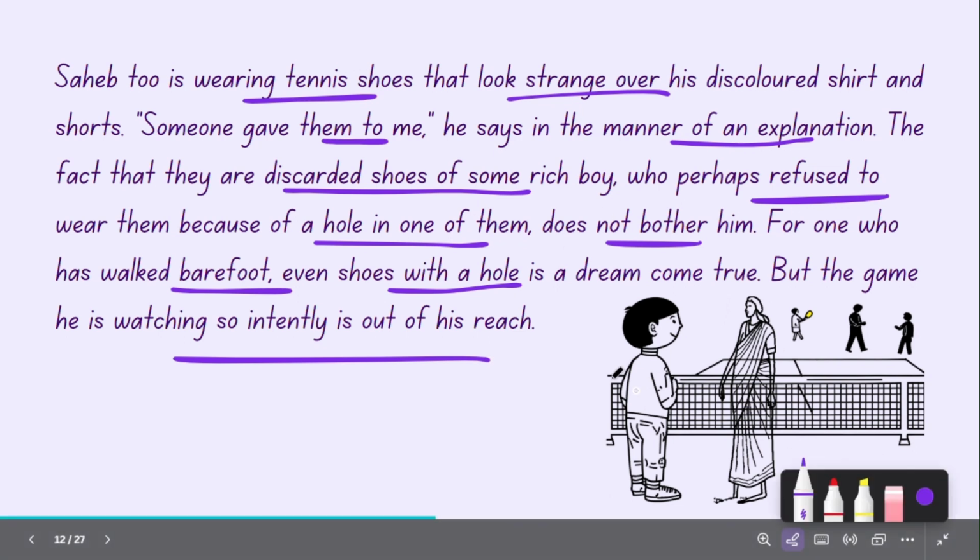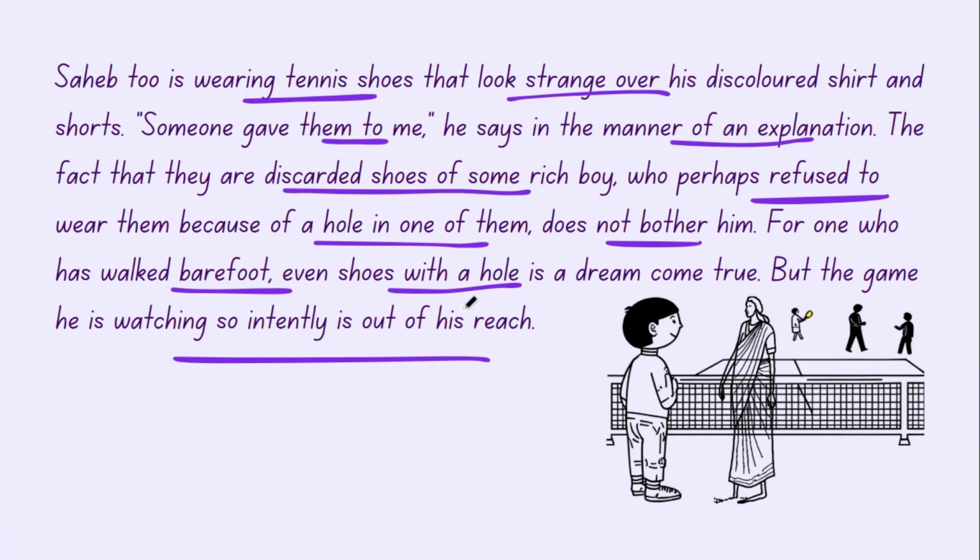Now, during this conversation, our author looks at the clothes that he's wearing, which are a discolored shirt and shorts. And then she notices that he's also wearing tennis shoes. When he notices that the author is looking at his shoes, he explains to her that somebody gave them to him. They were discarded shoes of some rich boy who did not want to wear them, because one of those shoes had a hole in it.